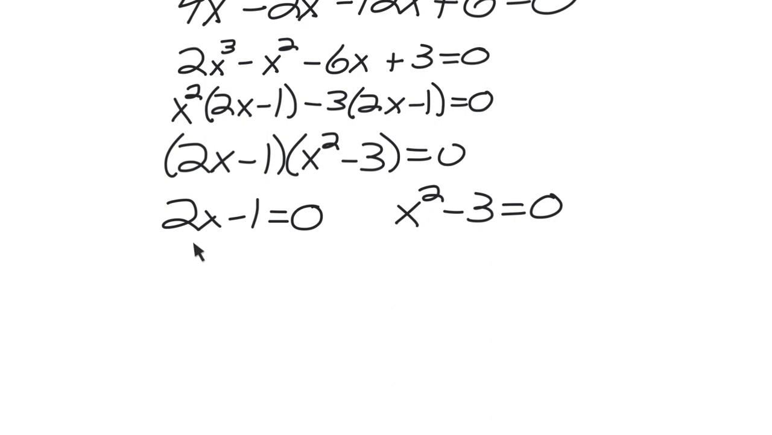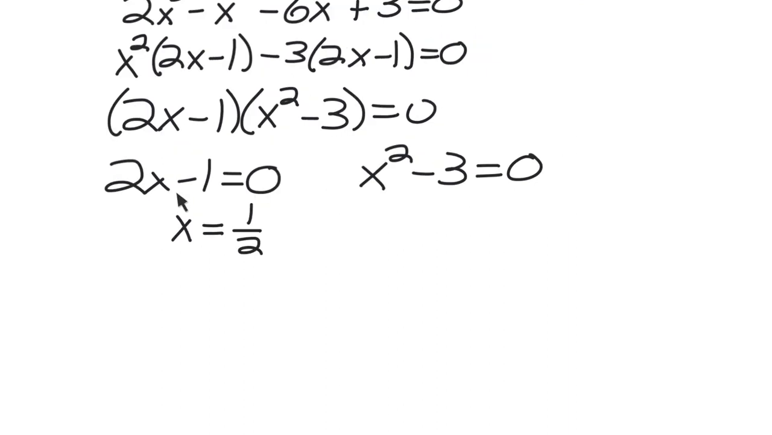Doing that, we've got 2x minus 1, the first term, set equal to 0, and then over here we've got x squared minus 3 equals 0. Shortcutting this a little bit, if we add 1 over to the other side and then we divide by 2, we're going to get x equals 1/2 over here. Just to recap, we added 1 over to the other side, so we'd have 2x equals 1, and then we divide the 2 over, so we get x equals 1/2.